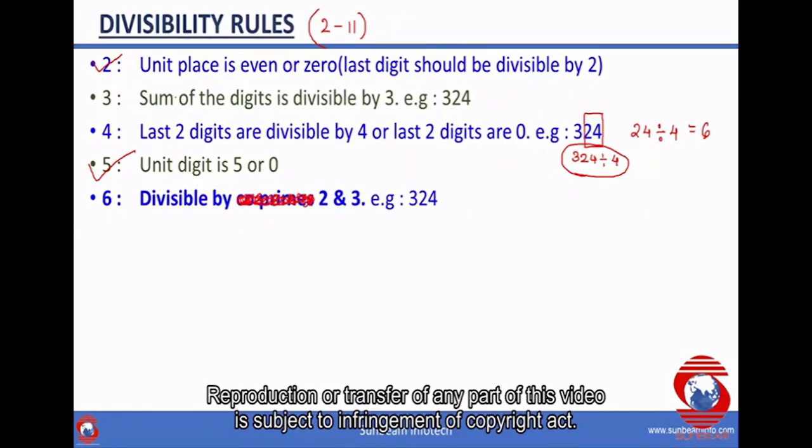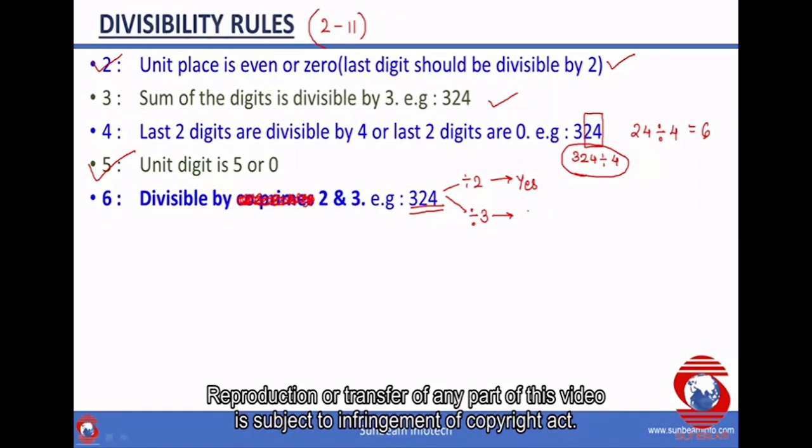If a number is divisible by 2 and also divisible by 3, then the number is automatically divisible by 6. Do I need to remember a separate rule for 6? No. If you can divide the number by 2 and by 3, then automatically it is divisible by 6. So is 324 divisible by 2? Yes. Is 324 divisible by 3? Please tell me, is 324 divisible by 3?